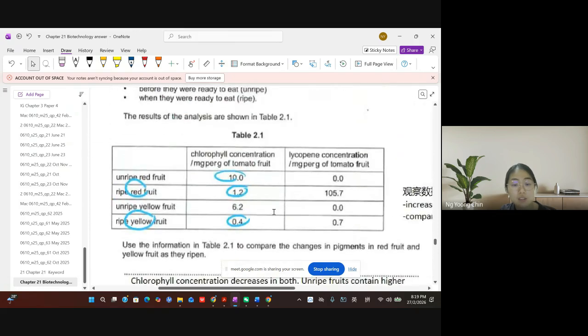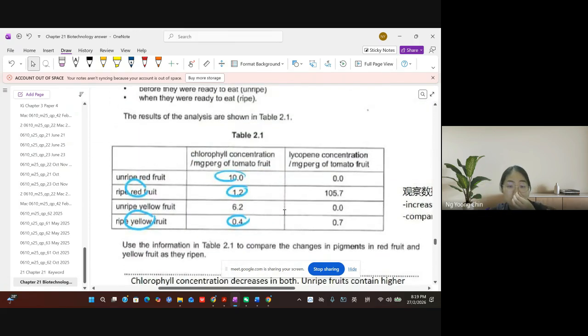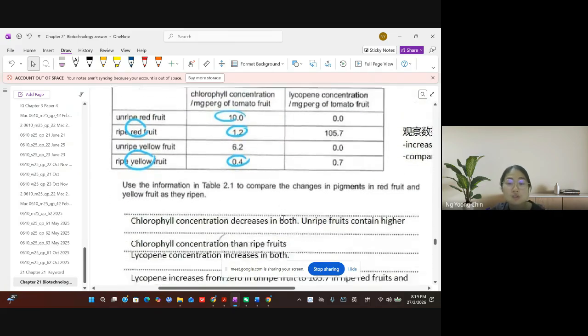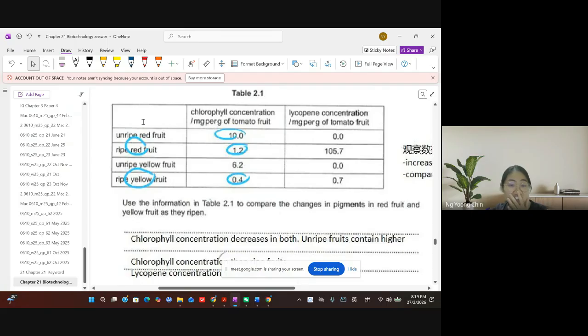Okay, and then this is just to compare the change in the pigments. And then for this one, so both, no matter whether it's the red color or yellow color food, the chlorophyll concentration actually decreases in both. Okay, so unripe fruits contain a higher chlorophyll concentration than the ripe fruits. So you can have a look, see, unripe is more than the ripe fruits.